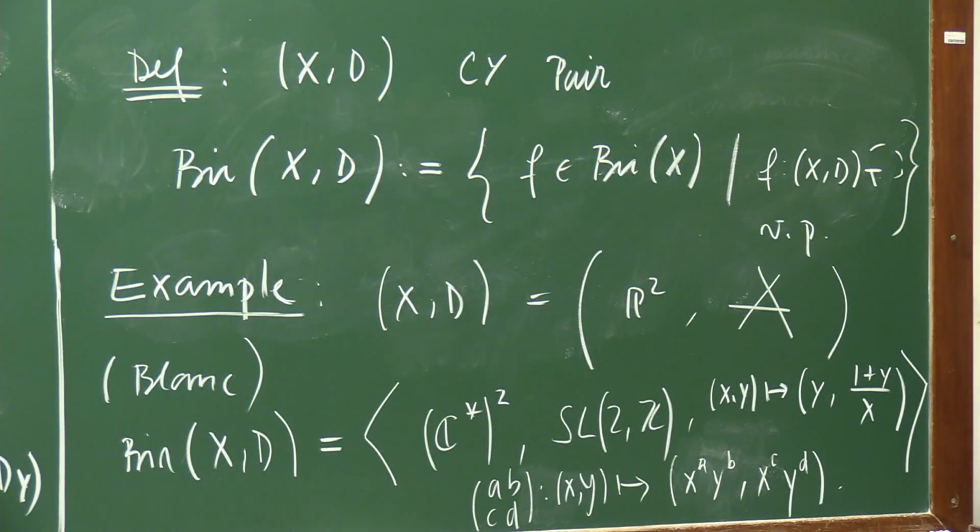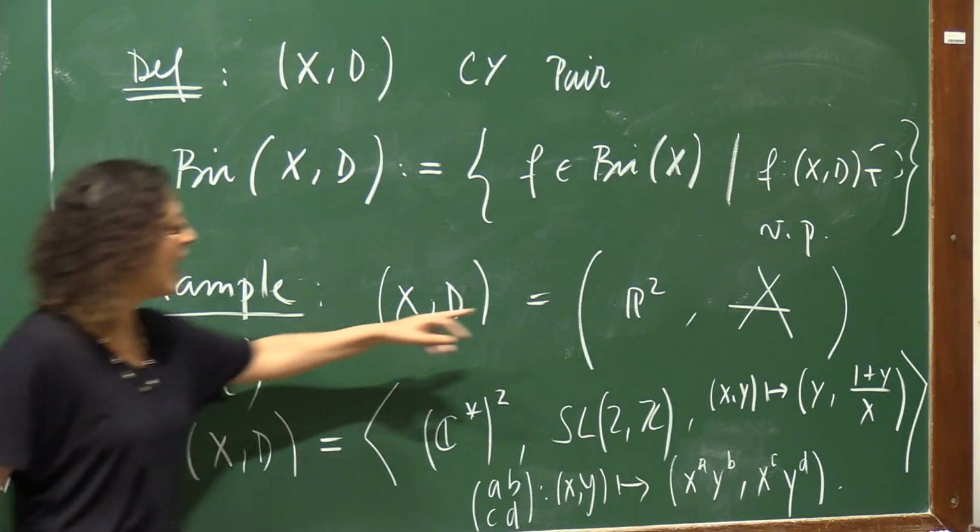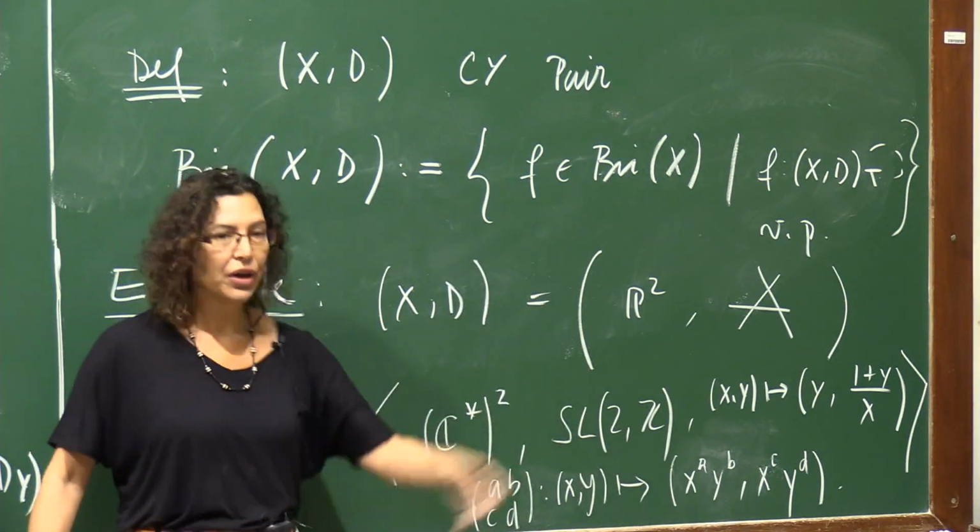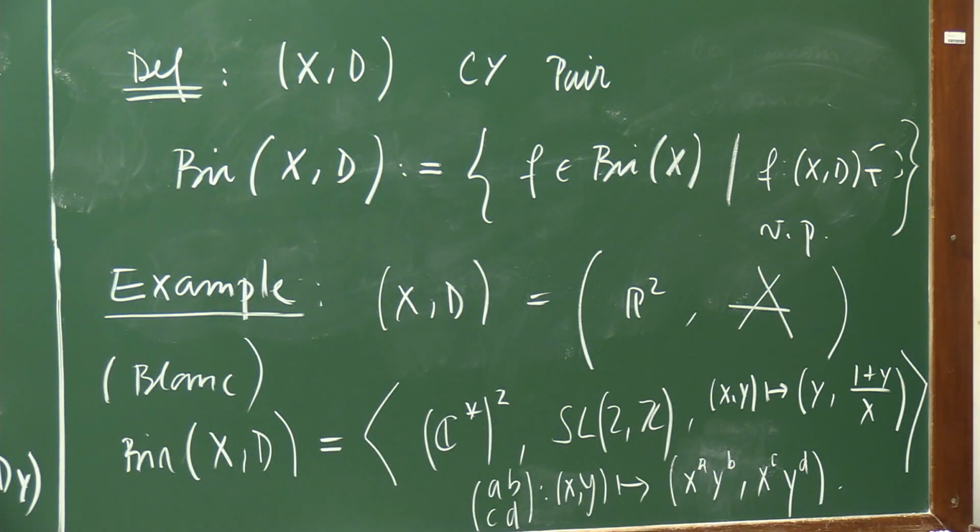Now, even in higher dimensions, you could ask the same questions for P^n and the union of the coordinate hyperplanes, and for those, it's not known what the birational group is. I don't even know if people have a conjecture of what it should look like.